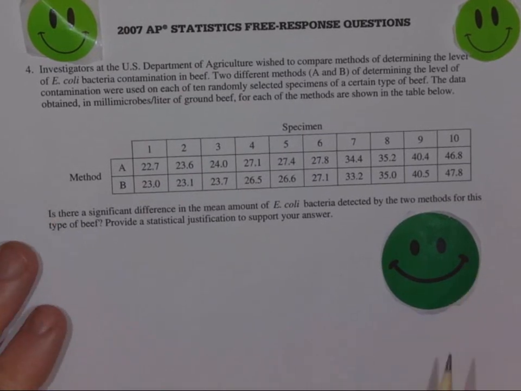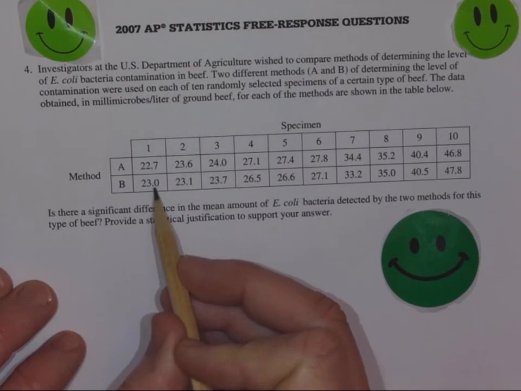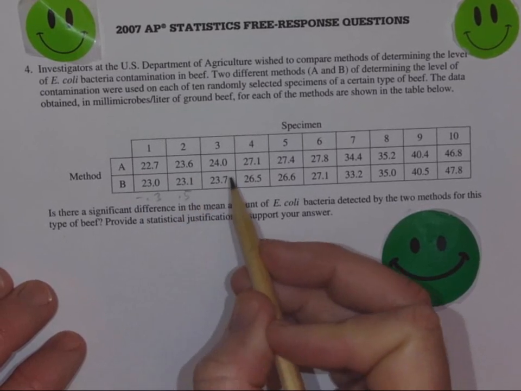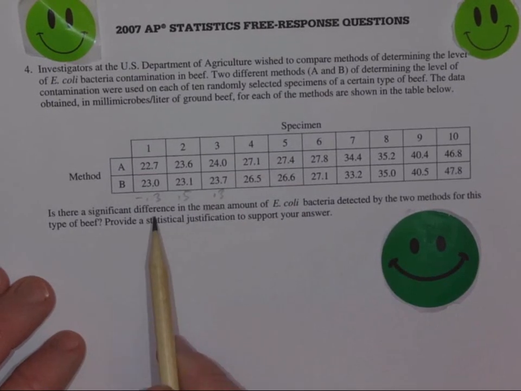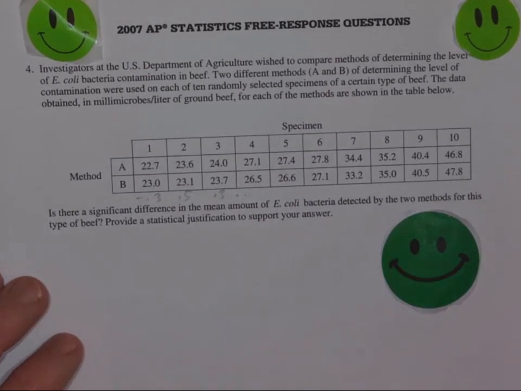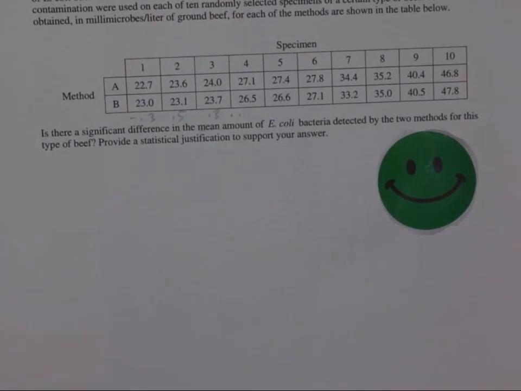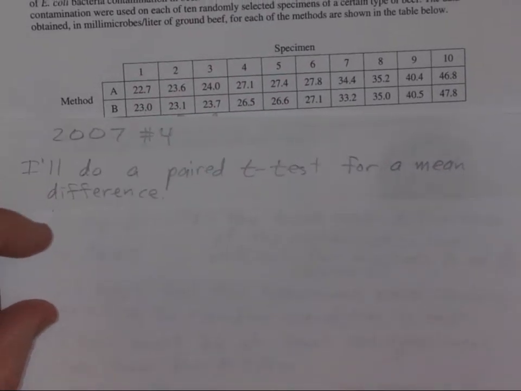Whenever it's this paired situation, you have to subtract these numbers. Say that minus that's like negative 0.3, and that minus that's 0.5, and that minus that would be 0.3, and so forth. And we do a t-test with those differences. That's what we're going to do. And of course, whenever we do a test, we have to do the FAME acronym. So here is our test. So this is what is known as a paired t-test for a mean difference.